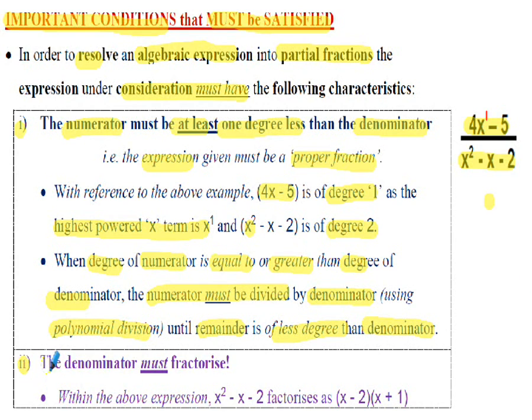And the second condition or check we need to undertake is that the denominator should factorise. So within the above expression of x squared minus x minus 2, the denominator does indeed factorise to x minus 2 in brackets multiplied by x plus 1 in brackets. If the denominator does not factorise, then we'll have to consider them as quadratic factors.